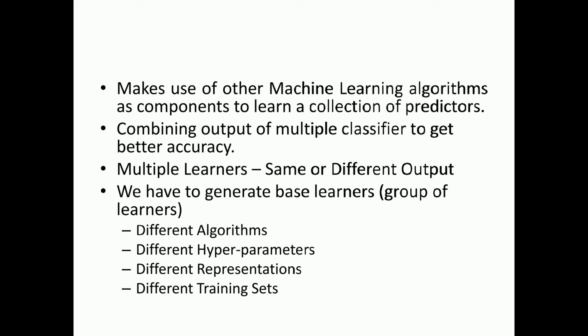We have to generate base learners. We will call it a group of learners. They may belong to different algorithm types, having different hyperparameters, maybe different representations and different training sets. And these base learners are combined together for giving a better result.